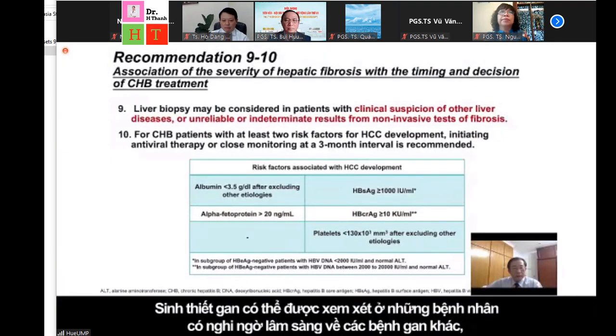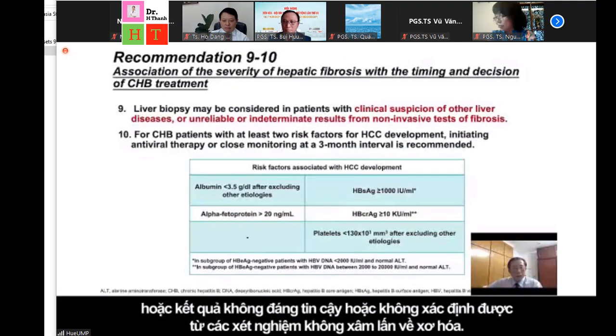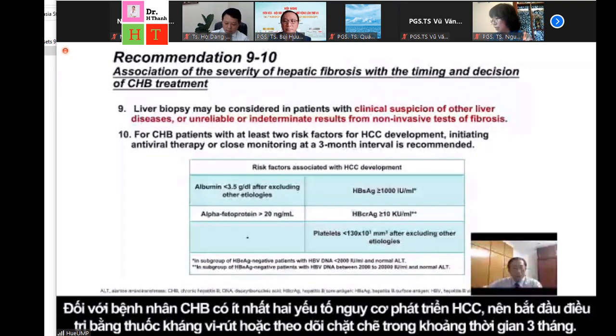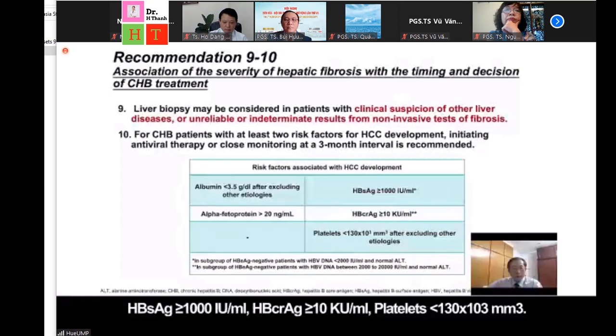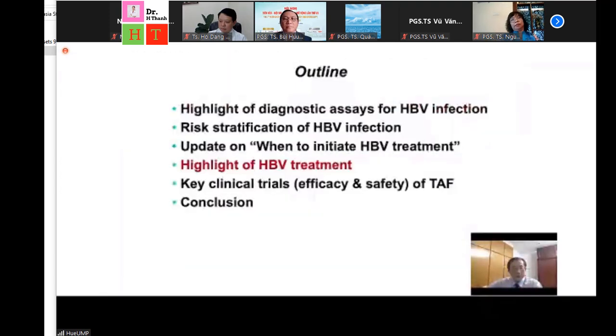Liver biopsy may be considered in patients with a suspicion of other liver disease or unreliable or indeterminate results from the aforementioned non-invasive tests of fibrosis. And for chronic hepatitis B patients with at least two risk factors for HCC development, initiating antiviral therapy or close monitoring at a 3 month interval is recommended. These risk factors include albumin less than 3.5, alpha fetoprotein more than 20, surface antigen above 1,000, hepatitis B core-related antigen above 10 kilo units, and platelet count less than 130K.